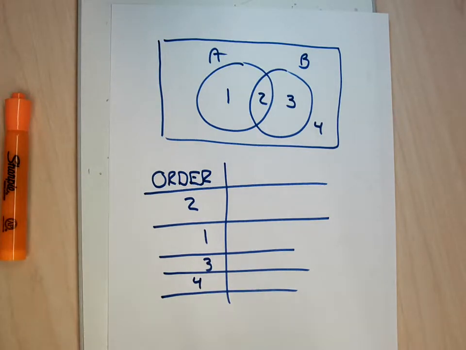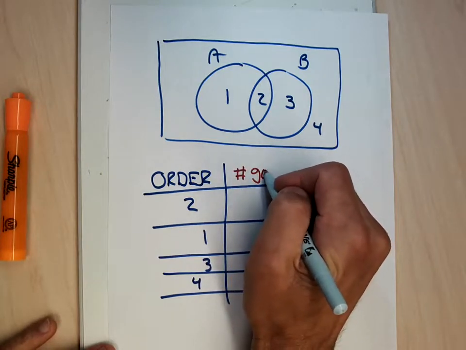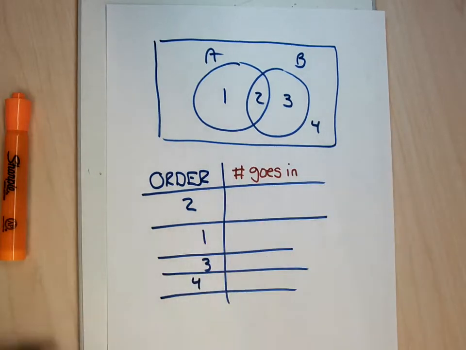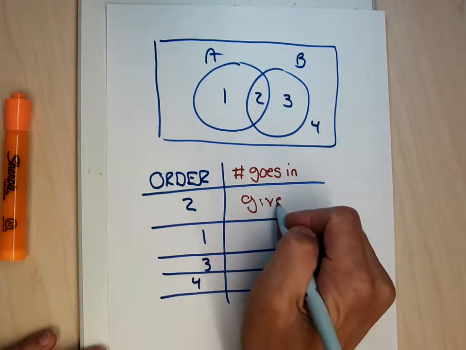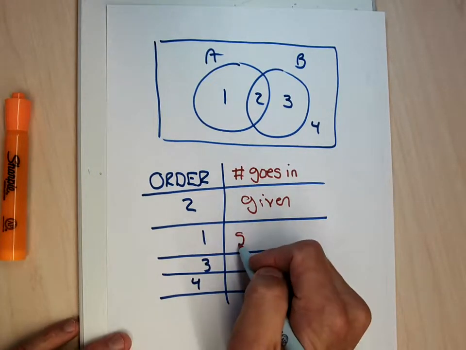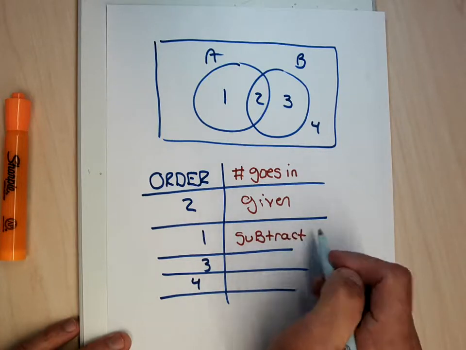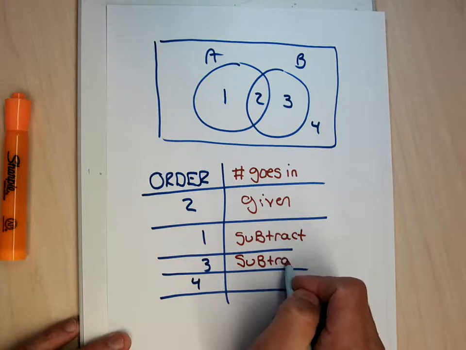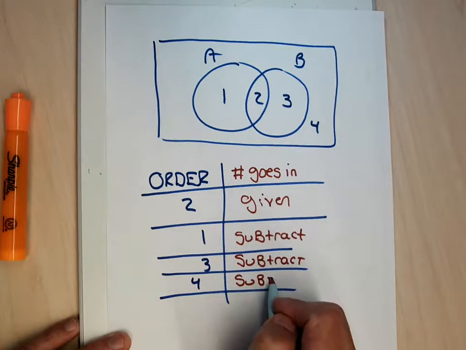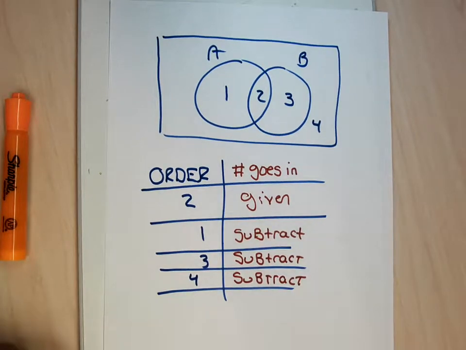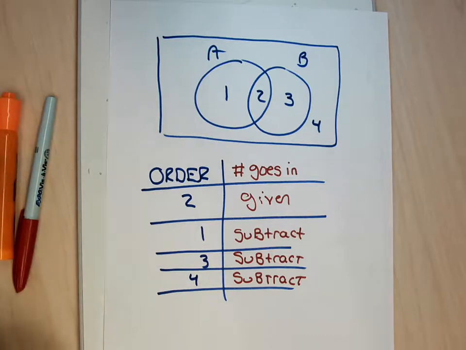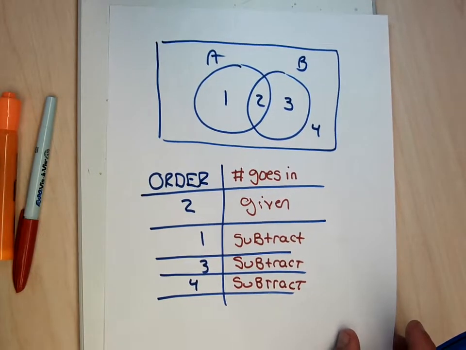Even worse than this, the number that goes in will either be given or I'm going to have to subtract before I put that number in. For region 2, when I go to create a Venn diagram to model a word problem, that number that I'm going to put in is going to be given in the problem. But for region 1, 3, and 4, it won't be given, and I'm going to have to subtract. This doesn't make sense right now, but I'm going to keep flashing this up, and it will start to make sense. I just needed to say it to get it out of my mind so I could have it to refer to.